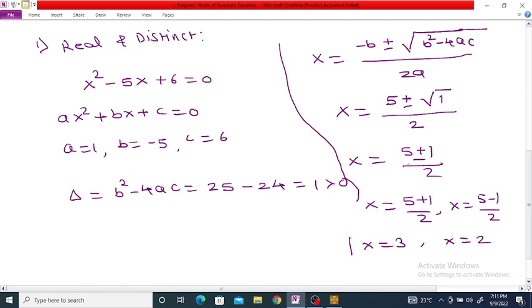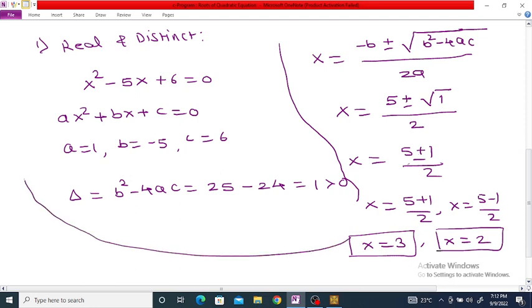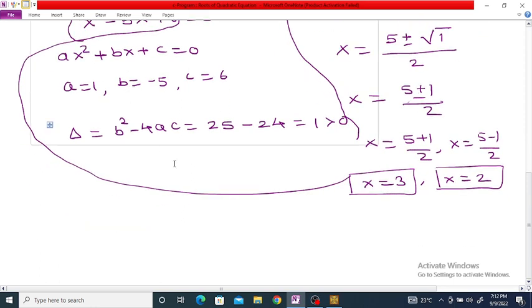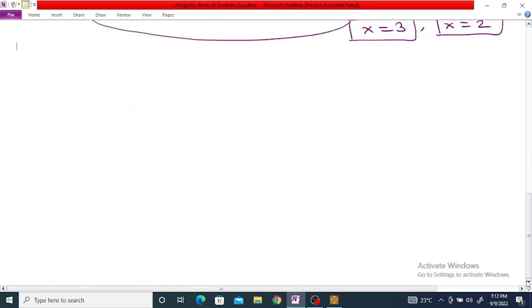So these are the roots of the given quadratic equation, and they are real and distinct. What is meant by root? If you substitute this value of x here, you will get LHS is equal to RHS, that is 0 is equal to 0. Now this is the first case; the second case is real and equal.